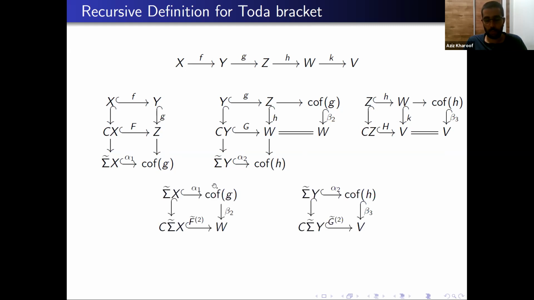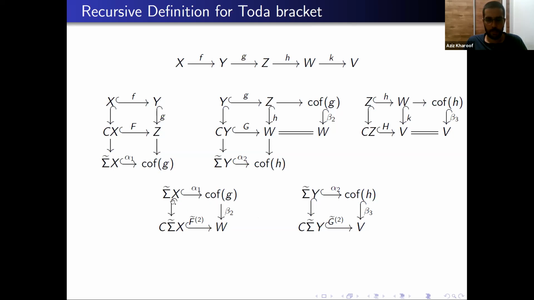Then I need to define this as before, as a cubical definition. I need the first order Toda to be null homotopic, this and this. So I choose a null homotopy for this. But you see, it's not the same kind of null homotopy. Okay, and then I need alpha of this cube and beta of this cube.